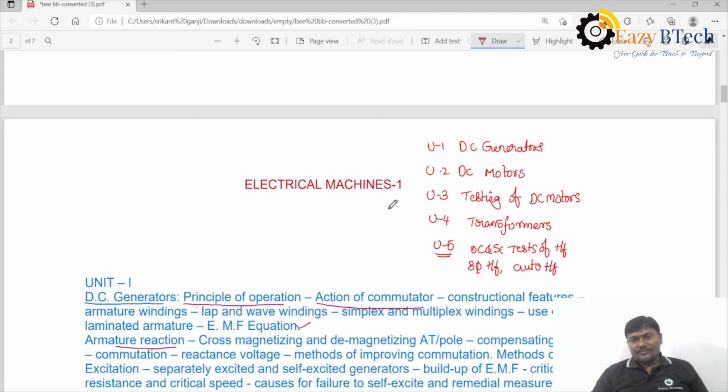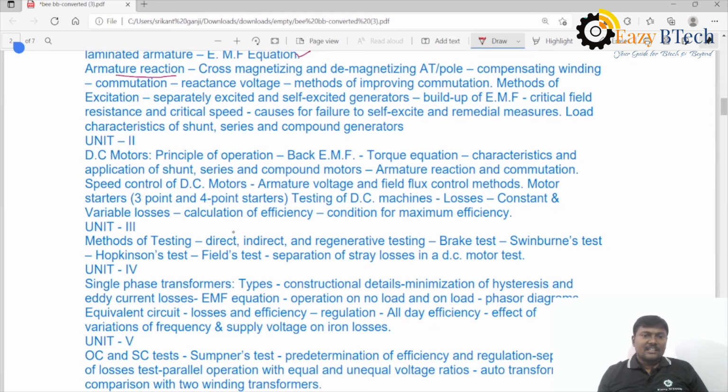In these 5 units, if you study any 3 units, you can easily pass this Electrical Machines 1 subject. If you go for the DC generator: construction, principle of operation, EMF equation, types, all we discussed are common. The construction of DC generator and DC motor are both the same. Coming to Unit 3, the testing of DC motors means the indirect method. So we have the indirect method and direct method and regenerative method, brake test, Swinburne's test, Hopkinson's test. These are all tests to find out the losses, and field test and separation of stray losses in DC motor.